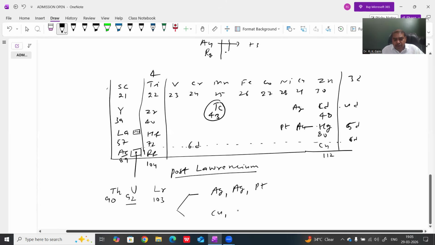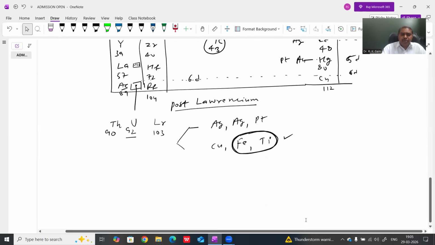For example, copper, iron, and titanium. The iron and titanium are the backbone of the steel industry. And this is the simple introduction of d block elements. Now I am going to discuss their electronic configuration.